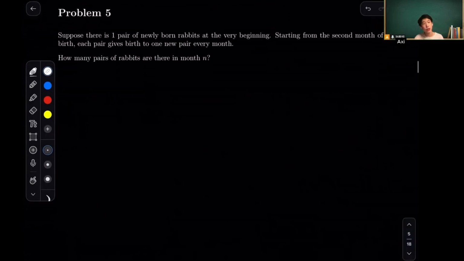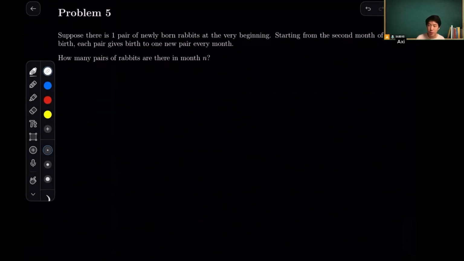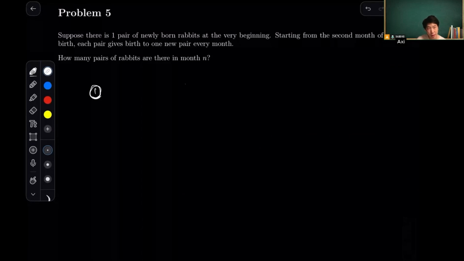First, let's try to model a word problem to a sequence. So we know there is a pair of newly born rabbits at the very beginning. So we have one pair here. This is the very beginning. Starting from the second month of birth, each pair gives birth to one new pair every month. How many pairs of rabbits are there in month n?